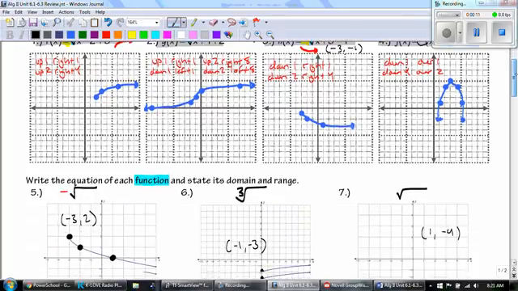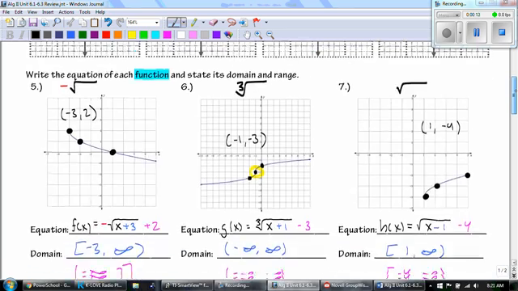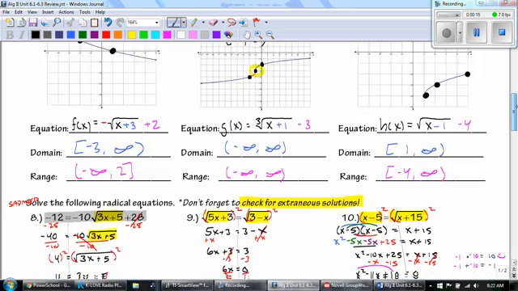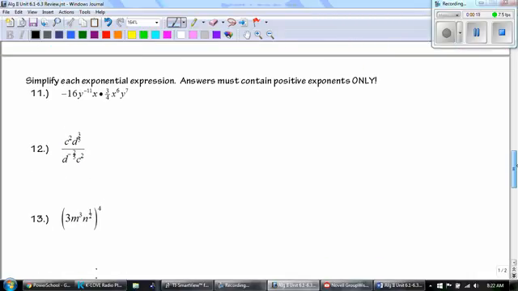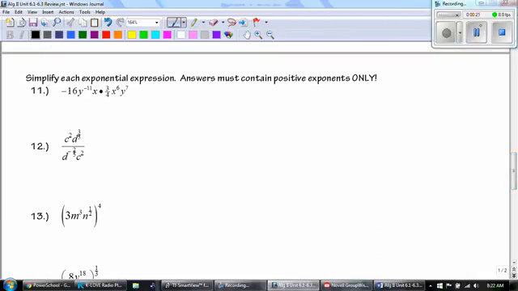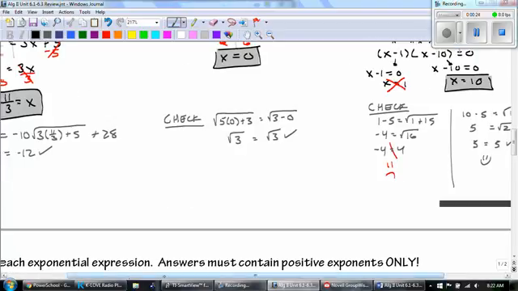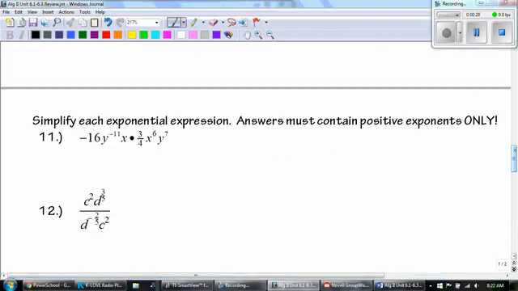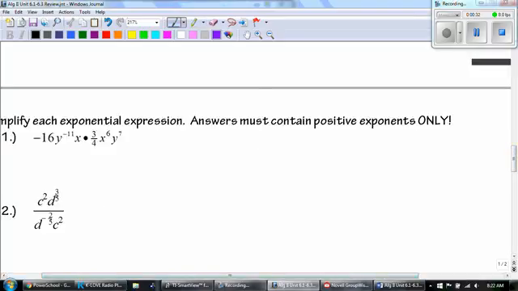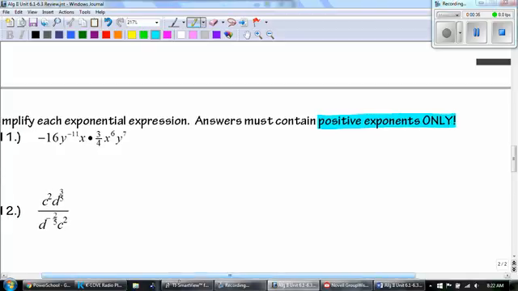So we've already gone over the first side. If you have any questions, go back and watch that video or ask Ms. Carranza or myself. On the back, we're going to be talking about the exponents. Okay, so let's go ahead and zoom in and get started. So remember to simplify each exponential expression, and that answers must contain positive exponents only.